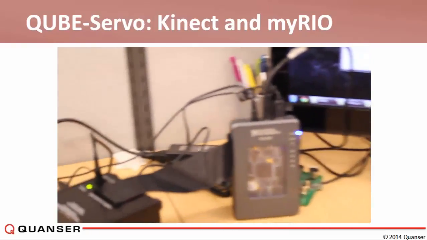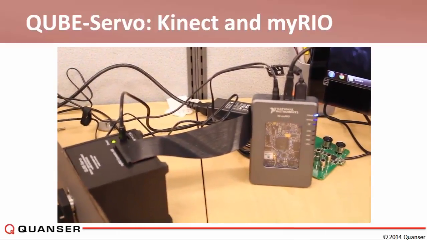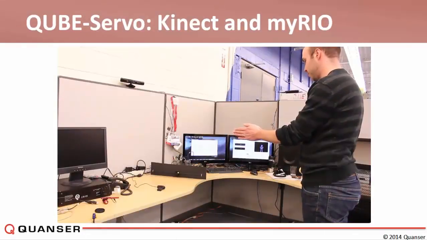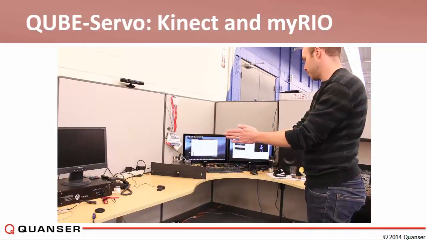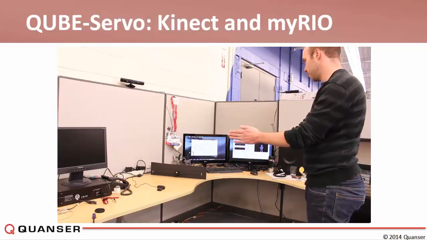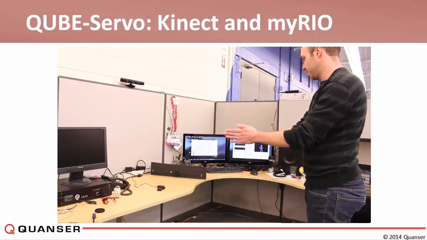What we're showing here now is basically the fact that this is all connected to a myRIO. And then in the last part here, you can see this is using a Kinect and the positioning of the hands. Pete is in the video here, and he's moving his hands back and forth, and that's giving you the position of the ball on the ball and beam.